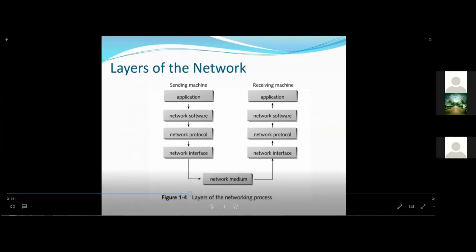Sa ating network medium, which again would be translated to the interface, protocol, software, and application. So, ganyan yung ating layers of networking process. Application, software, protocol, and interface.